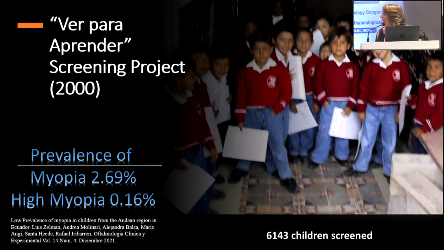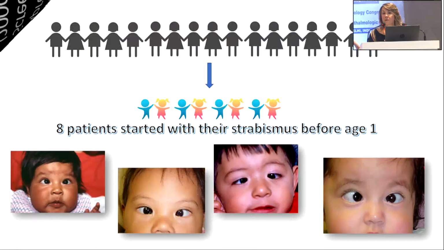But in a study that we did in the year 2000 on over 6,000 children that we screened, we only found a myopia prevalence of 2.6 and high myopia of 0.16. So as you can see, our population is pretty different to the one you're used to see here.